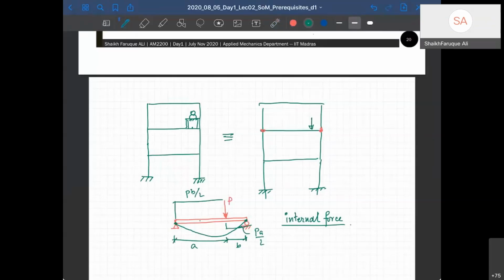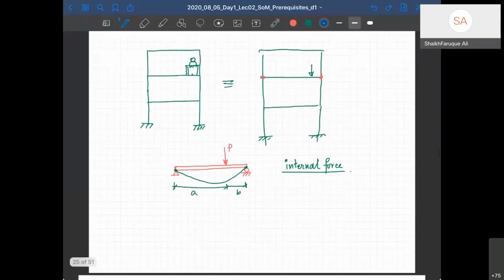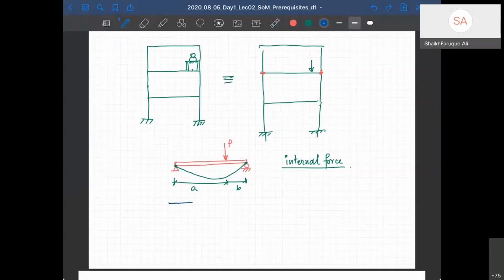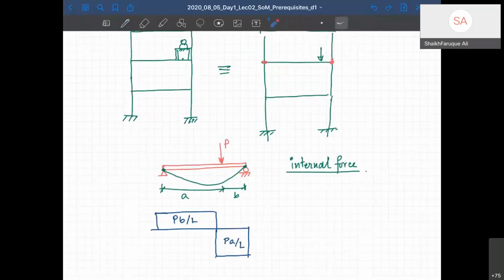The diagram is not in scale. Right, diagram is not in scale. So let me draw the diagram in a scale. So the shear force diagram is going to be like this. Right, this will be P B by L, this will be P A by L, right? So you can see that this side of the structure carries more load. The elements here or the fibers there will carry more load than this side. And therefore there is a proneness to failure on this side far before there is a failure on that side.